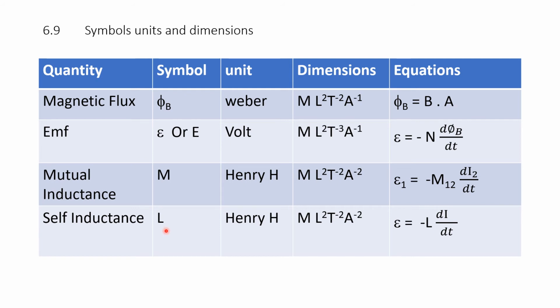Self-inductance. Self-inductance is represented by symbol L, and its unit is Henry, and its dimensions are M L square T to the power of minus 2 A to the power of minus 2, and it is given by the equation E is equal to minus L di by dt.